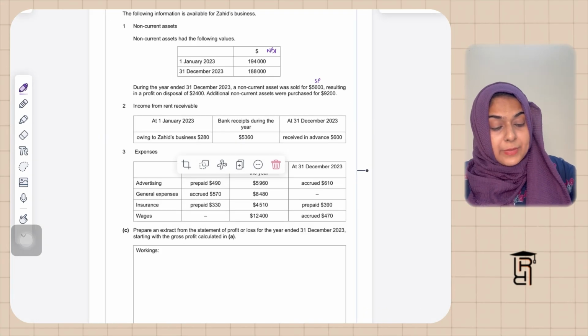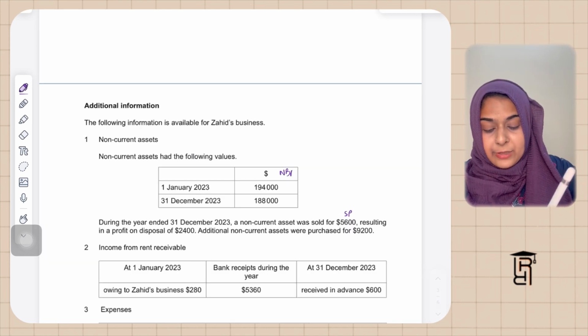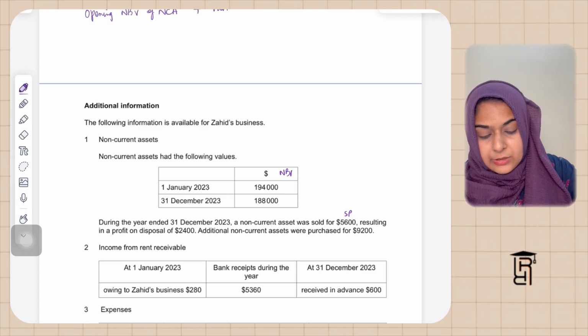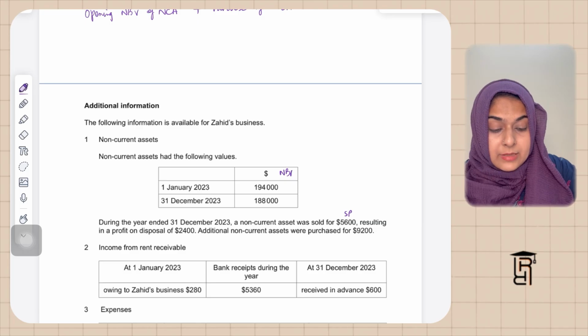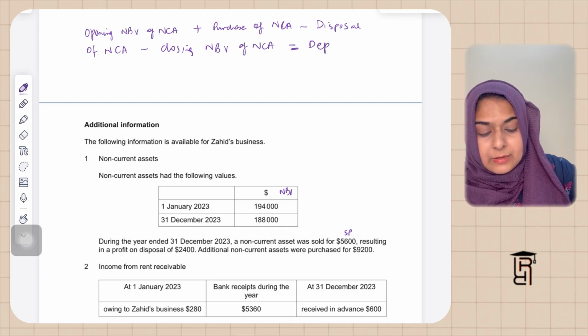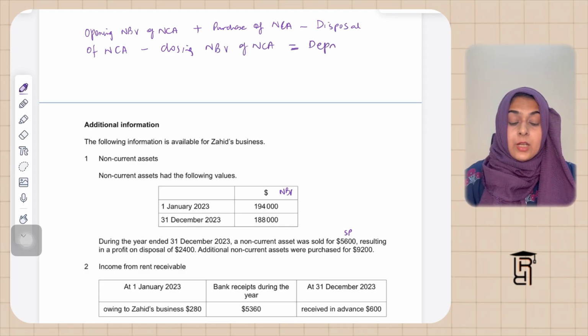So to calculate depreciation for this year, I need to use the net book value formula for depreciation, which is opening net book value of non-current assets plus purchase of non-current asset minus disposal of non-current asset minus closing net book value of non-current asset is equal to depreciation. So this is my net book value formula for depreciation.